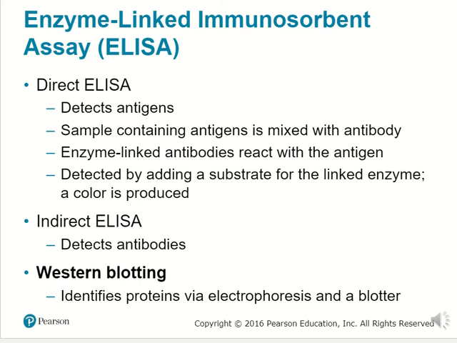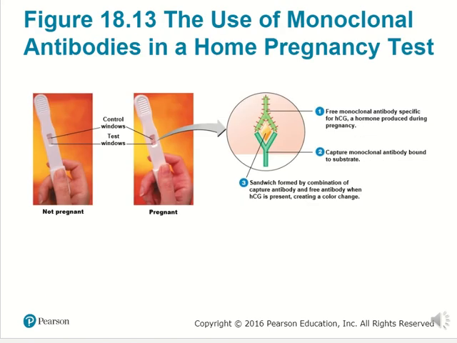One example is Western blotting, which identifies proteins via electrophoresis and a blotter. Electrophoresis is just a way of separating components by applying an electric current, and then a blotter is just a way of putting a sample through a gel to help separate different components, either by charge or by how much that component weighs. Or the size, I should say.